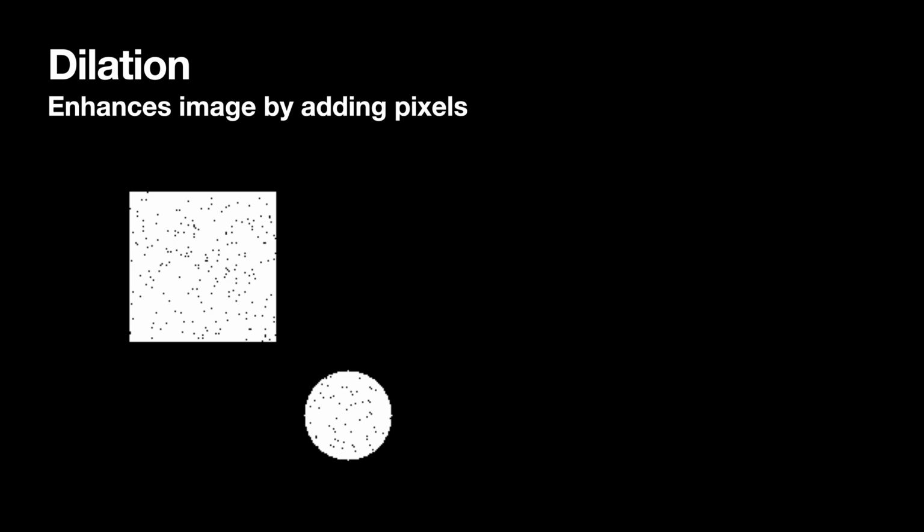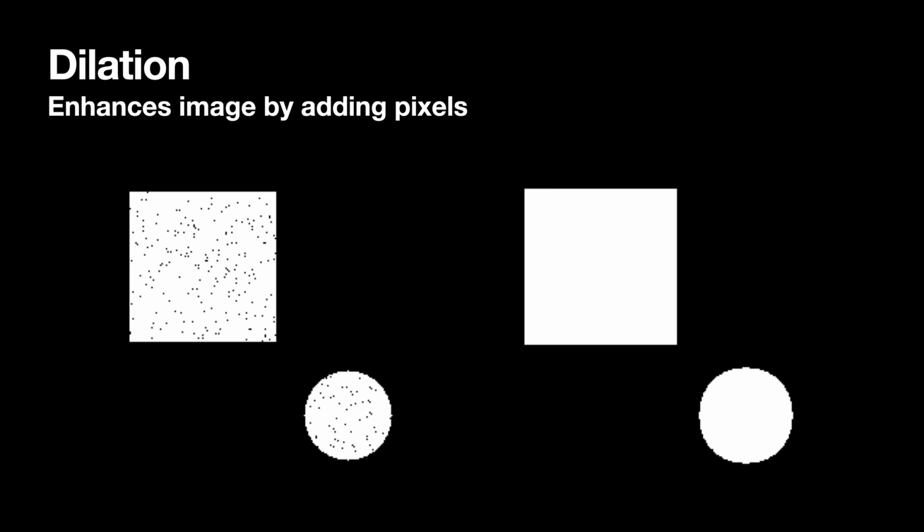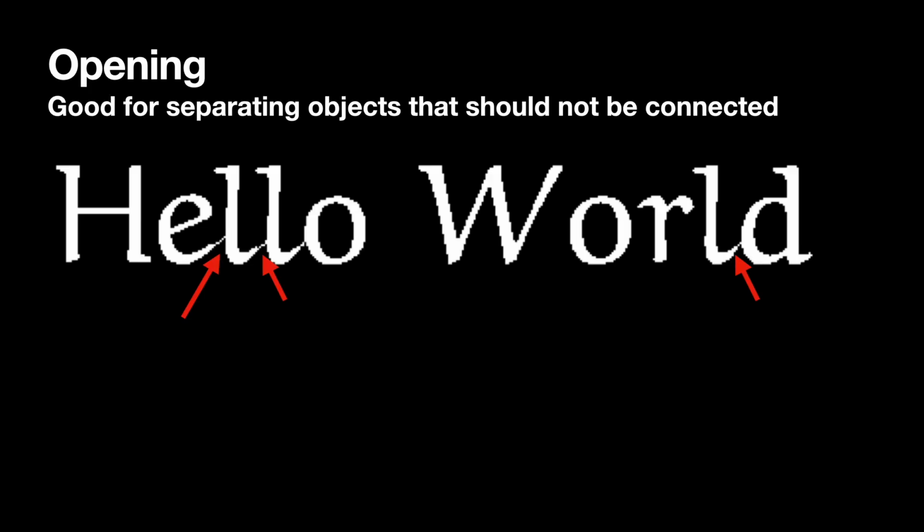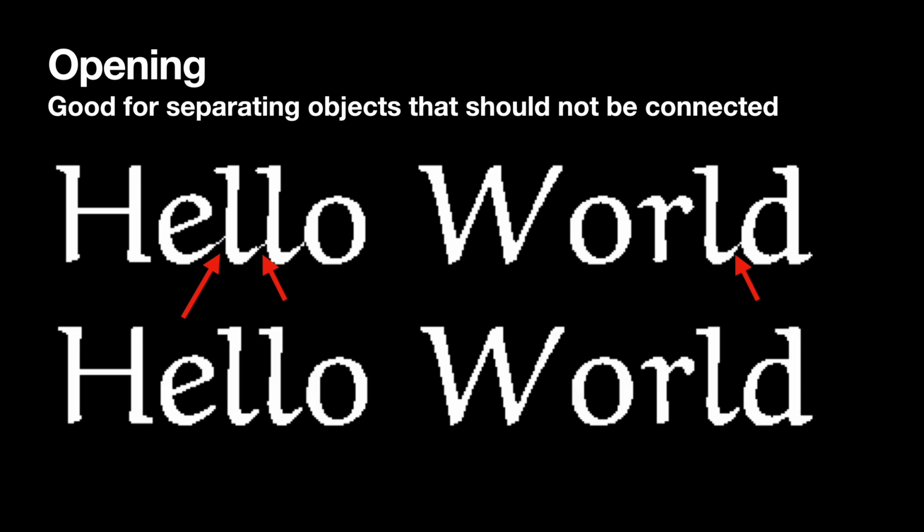Dilation adds pixels where there's already pixels, which is great for filling in holes in objects. And erosion removes pixels, which is great for removing noise. Closely related is opening, which is good for disconnecting regions that should not be connected. We can see here that some of the letters have got joined to other letters. We apply opening, and they're separated nicely.